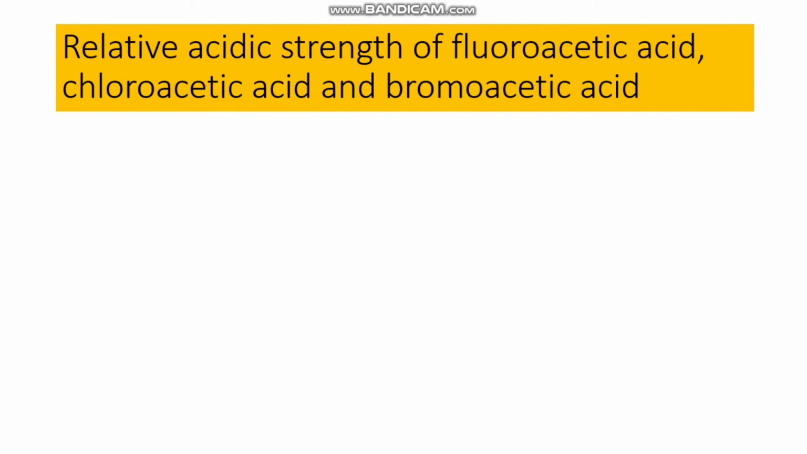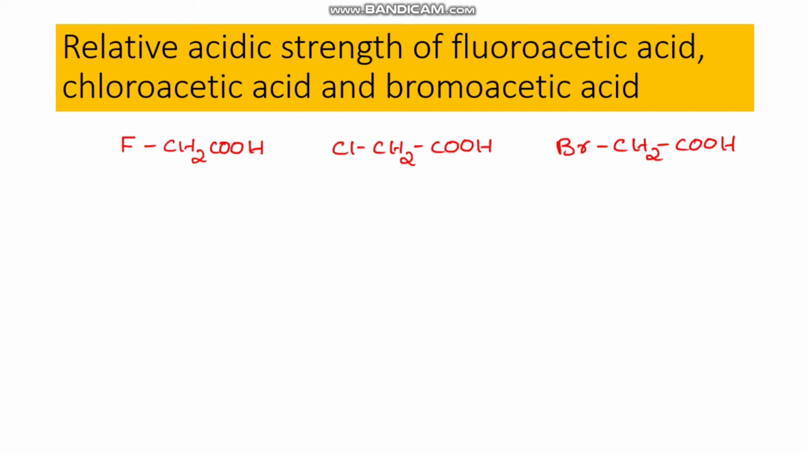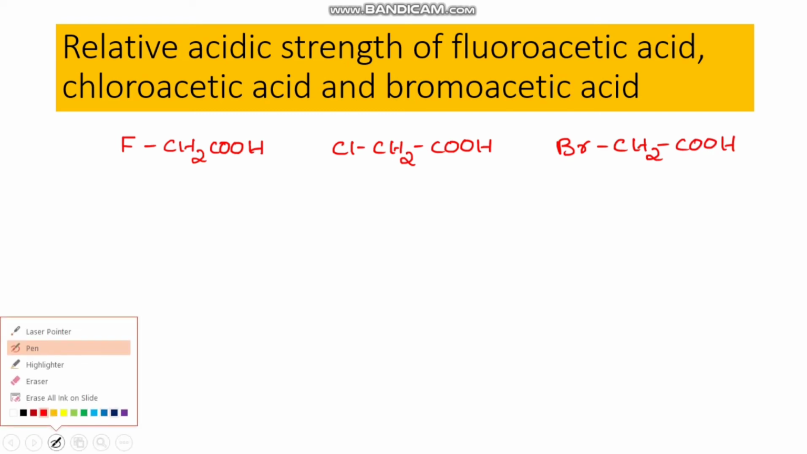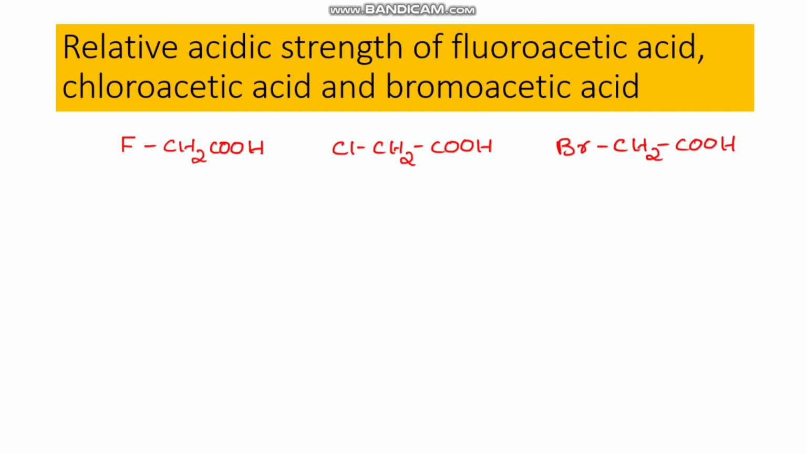Now we'll discuss the relative acidic strength of fluoroacetic acid, chloroacetic acid and bromoacetic acid. So fluoroacetic acid is FCH2COOH, then chloro, ClCH2COOH, then bromo, BrCH2COOH. So here the fluorine, chlorine and bromine, they belong to the same group, that is they belong to the halogen family, that is group 17.